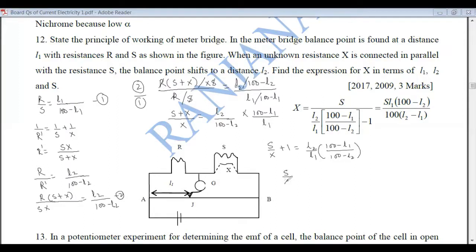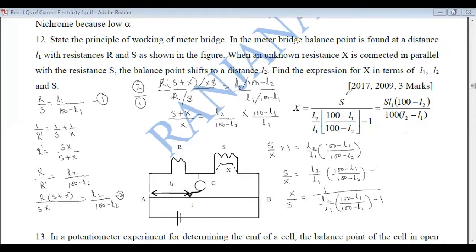Okay, so S upon X is equal to L2 upon L1, 100 minus L1 upon 100 minus L2 minus 1. We have taken 1 on the right hand side. Now here we have to find out X in terms of L1, L2 and S. So let us find its reciprocal. X upon S will be equal to 1 upon L2 upon L1, 100 minus L1 upon 100 minus L2 minus 1. Now here you will get X in terms of S, L1 and L2.